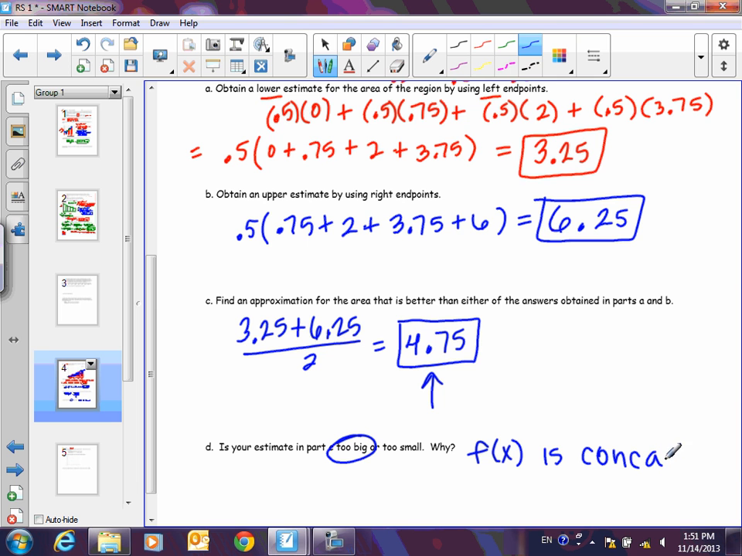Now, I didn't really ask you to do this yesterday, but how can you prove to me using calculus that f of x is concave up? The second derivative, okay? So if f of x is x squared plus x, what's f prime of x? 2x plus 1. And so what's f double prime of x? 2. Specifically, it's positive 2. Look, the second derivative is always positive 2, therefore it's always positive, therefore f of x is always concave up.